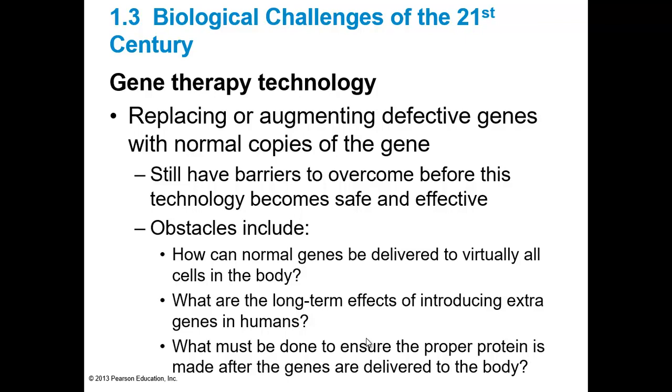Sometimes the immune system will not recognize the correct gene sequence because in the patient that has a defective gene, they've never seen that sequence. So the immune system will attack the normal gene. So it's important to know the long-term effects, whether the genes will be rejected or whether they can be maintained in the body. And then also what's being done to make sure that the gene, which is encoding a protein, is actually being transcribed and translated.